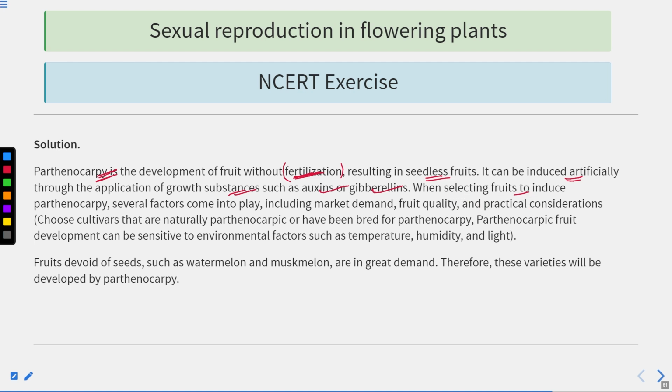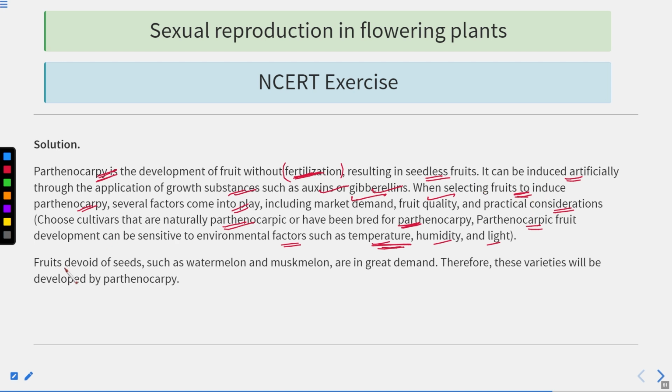Now when selecting fruits to induce parthenocarpy, several factors come into play, including market demand, fruit quality, and practical considerations. What are these practical considerations? You have to choose cultivars that are naturally parthenocarpic, or that have been bred for parthenocarpy. Another practical consideration is that parthenocarpic fruit development can be sensitive to environmental factors such as temperature, humidity, and light. So you have to consider all these points before you select the fruits.